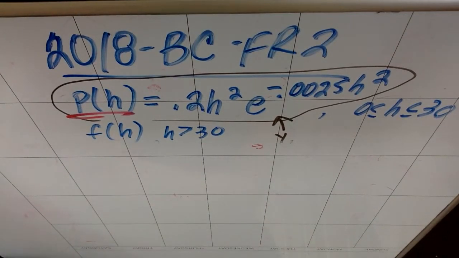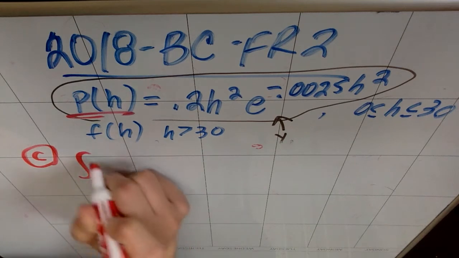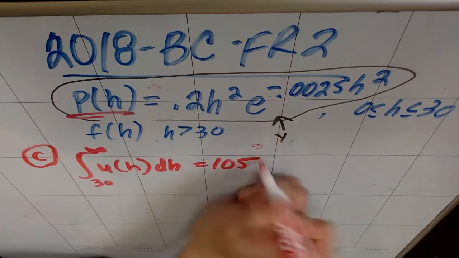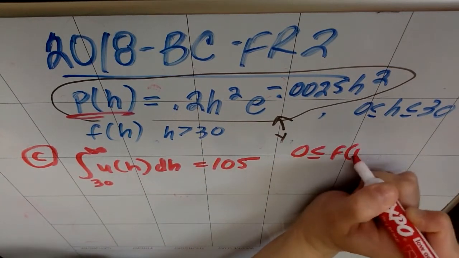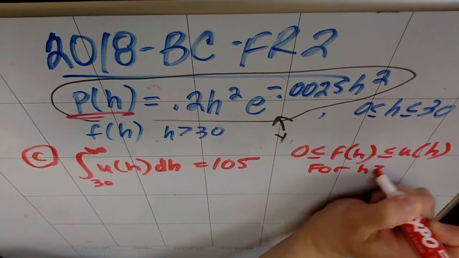Part C. There is a function u such that 0 is less than or equal to f of h, which is that other function for h values higher than 30, is less than or equal to u of h. We don't know what u is. For all h values greater than or equal to 30. So they give us that the integral from 30 to infinity of u of h, which is a function we don't know, with respect to h, is 105, right? And remember, they told us that 0 is less than or equal to f of h is less than or equal to u of h for h values greater than or equal to 30, right?